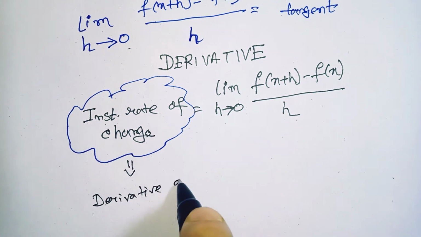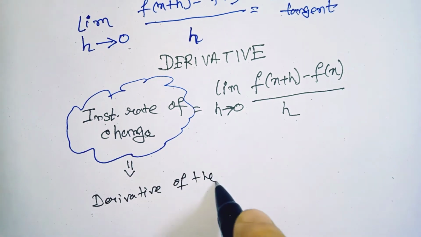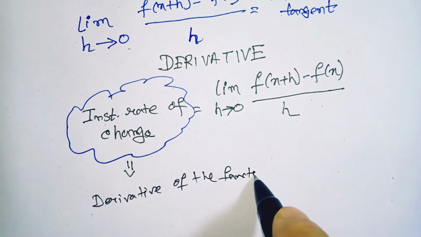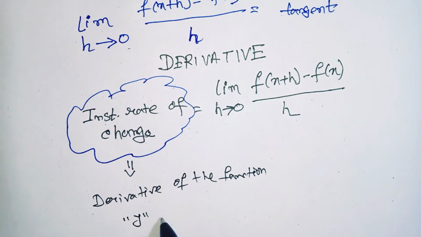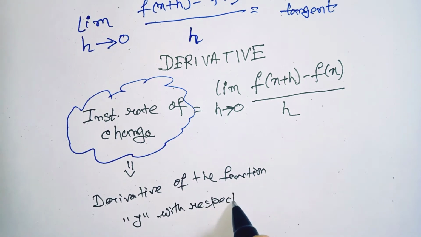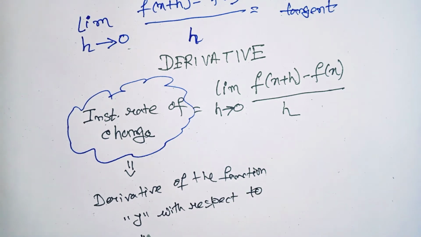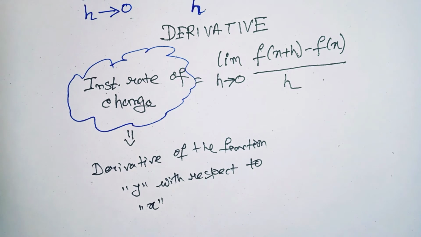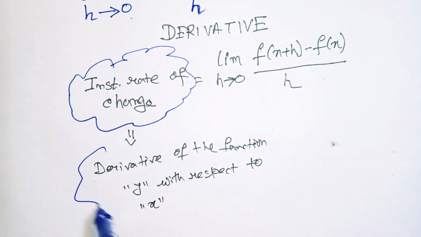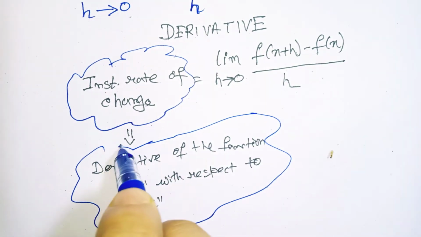of the function y with respect to x. So this is what we call the derivative of the function y with respect to x, and then we use the normal equation, this part, right?